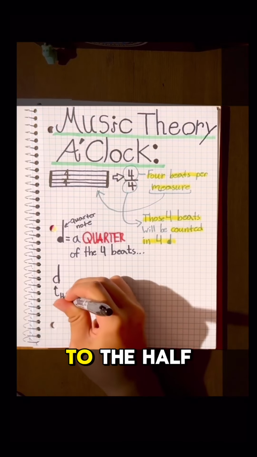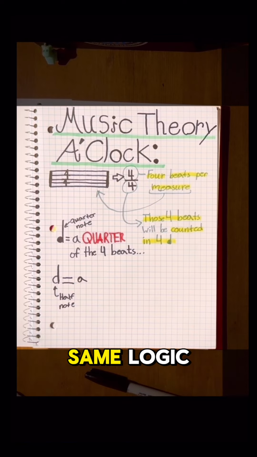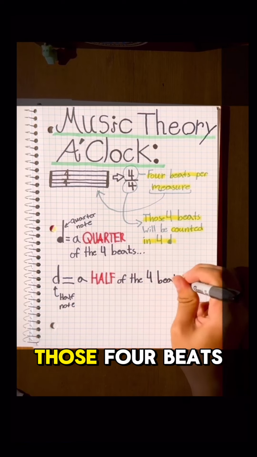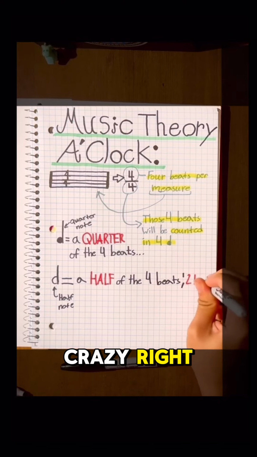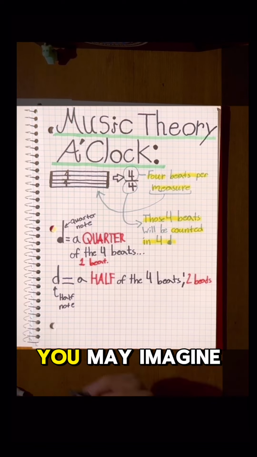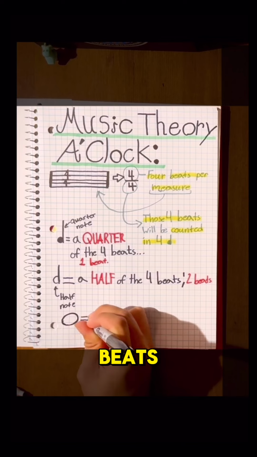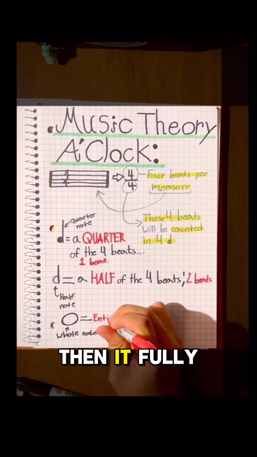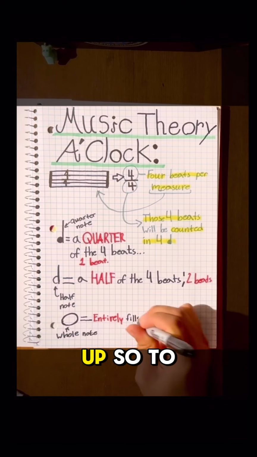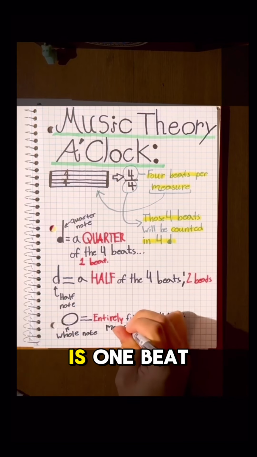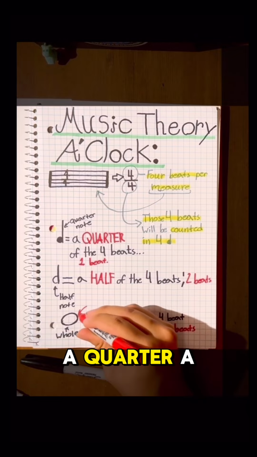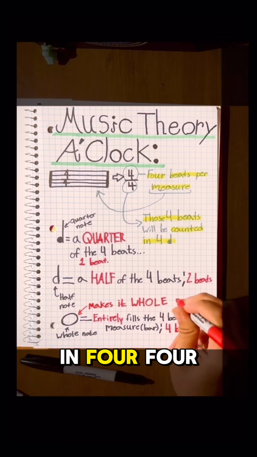Now moving on to the half note, it follows the same logic. It's 2 beats, in other words, a half of those 4 beats. Crazy, right? Now onto the whole note. As you may imagine, if it's 4 beats, and it's 4 beats per measure in 4/4 notation, then it fully, wholly fills it up. So to review, a quarter note is 1 beat, a half note is 2 beats, a whole note is 4 beats: a quarter, a half, a whole, in 4/4 time.